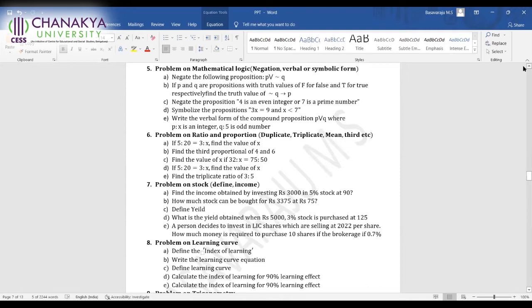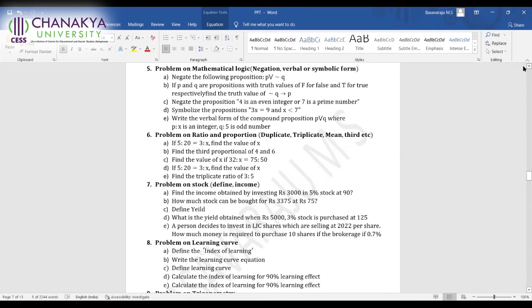Negate the proposition: 4 is an even integer or 7 is a prime number. What is the answer for this one? The answer is 4 is not an even integer, and 7 is not a prime number. That is called negation.